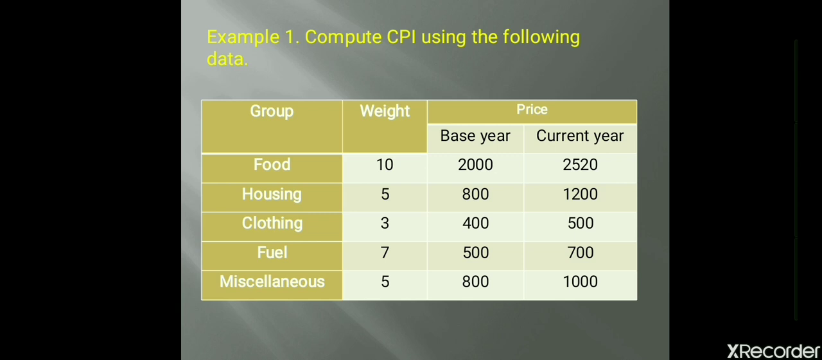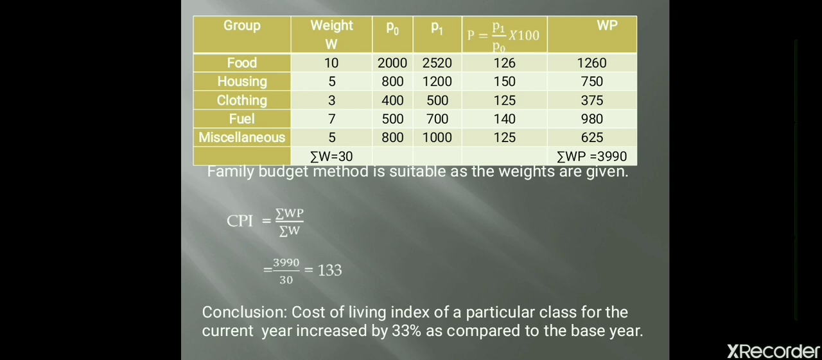If we observe this problem, which method to be used is not mentioned in the question. So we have to opt for a proper formula or method to find consumer price index. If we observe the given data, prices for base year and current year are given with weights. For that reason, we are opting for family budget method, which makes use of weights of different items. So here is the answer.